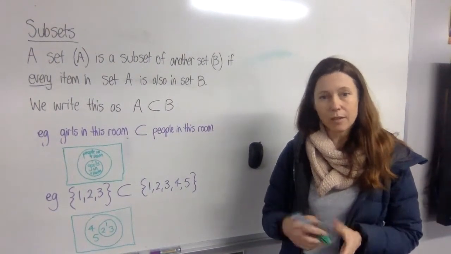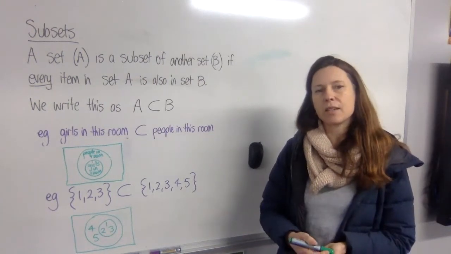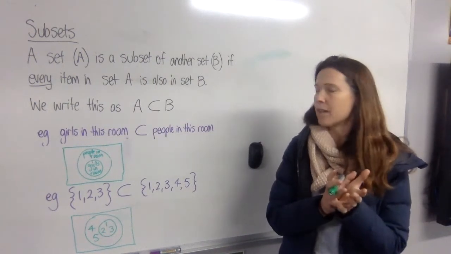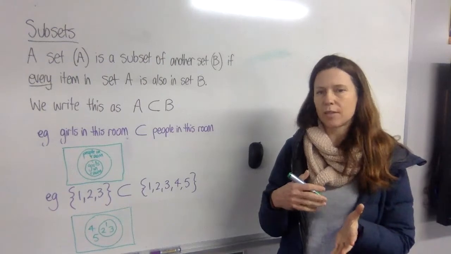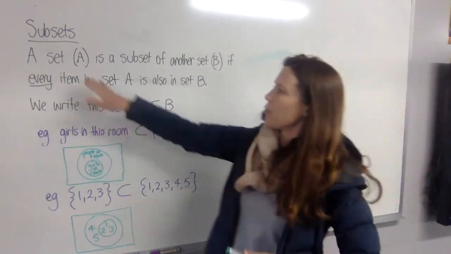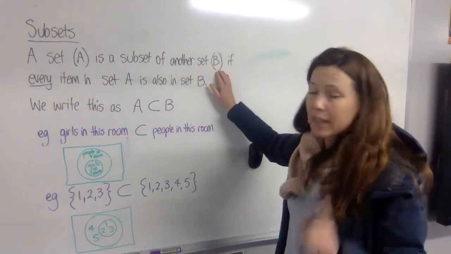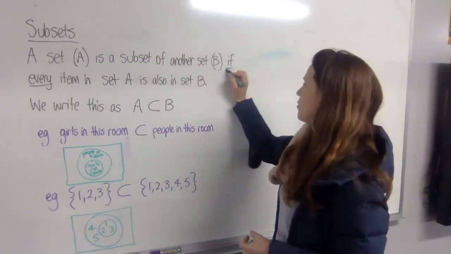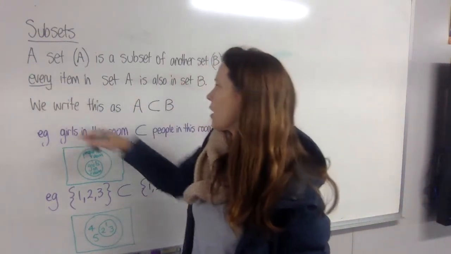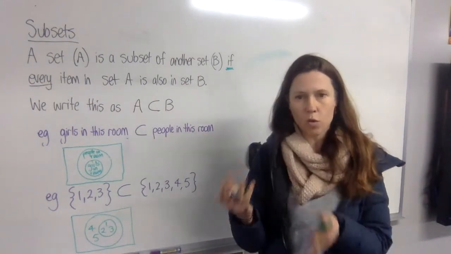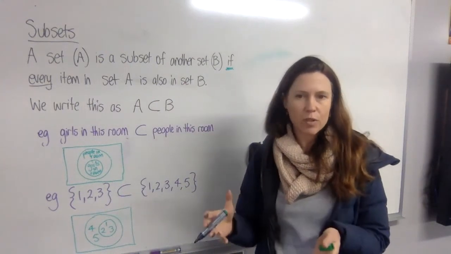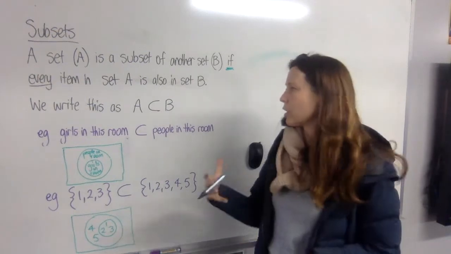Now a subset, again, is exactly as it sounds. It's a set that's inside another set. So if we've got two sets, let's say A and B, then we would say that A is a subset of B if, and only if, every single item that's in set A is also in set B. And this happens quite often when we do surveys or we're looking at data.